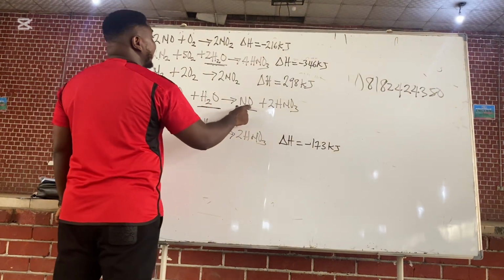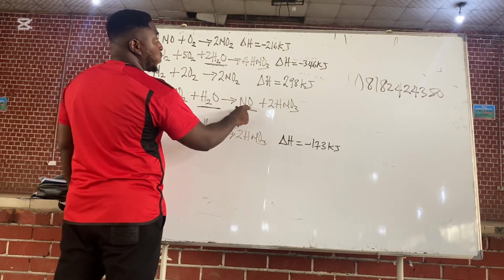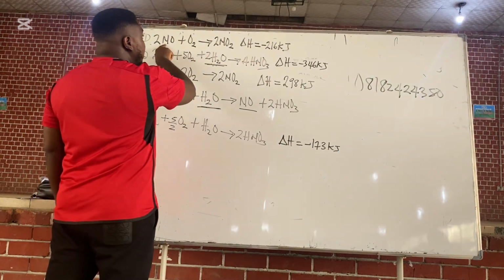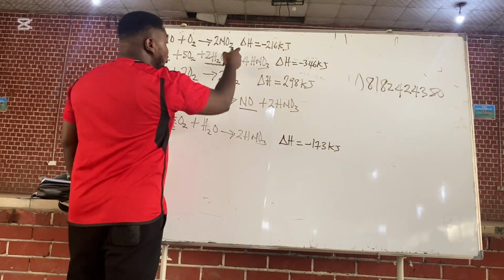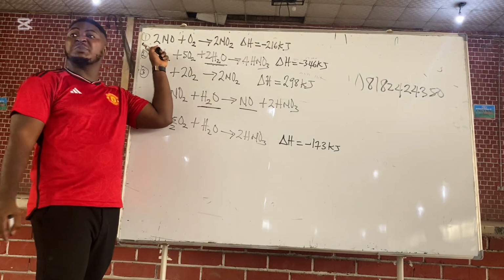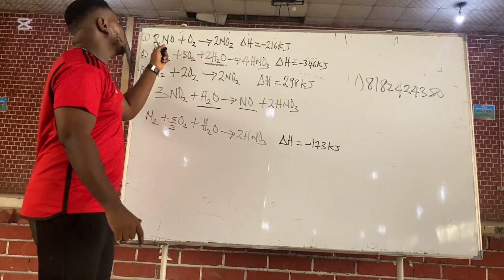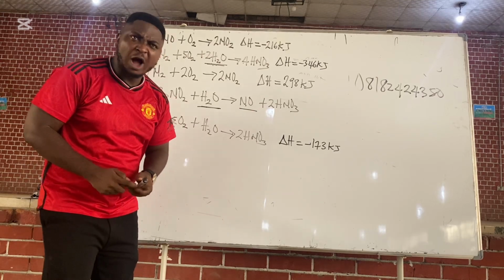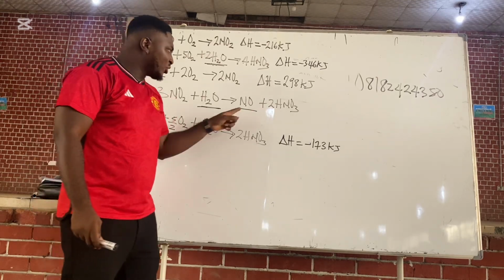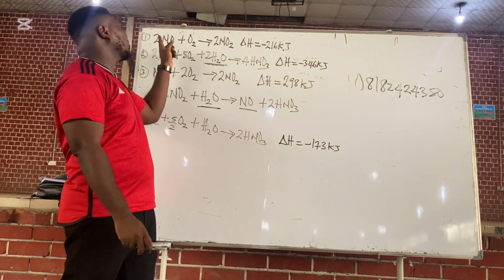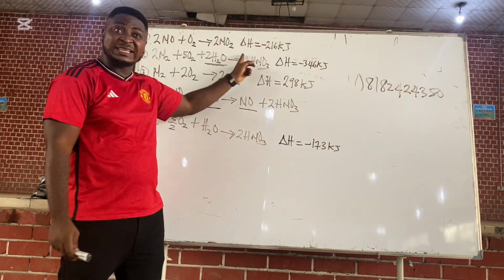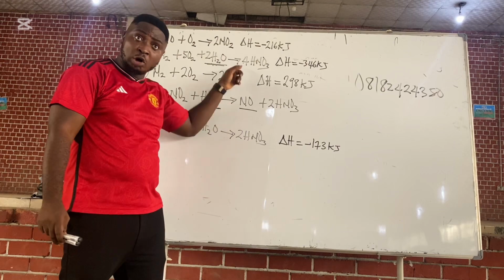NO is occurring on the right hand side. Where is the NO? NO is occurring on the left, right? It needs to be moved to the right, and not just moved, it's occurring twice. It needs to be divided by 2. So we need to reverse equation 1 and divide it by 2. I hope you know why. Because NO is occurring on the left, this one must be reversed, and after reversing it will be occurring 2 times if this is divided by 2.